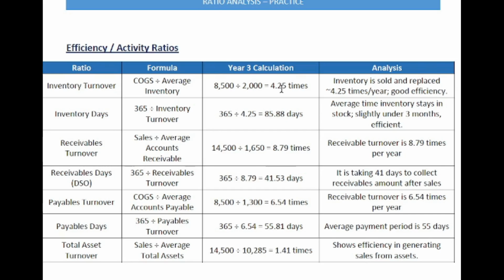By using this same inventory turnover ratio, we can convert this into number of days. The formula for inventory in days is 365 divided by inventory turnover. That means 365 divided by 4.25, that means 85 days. It means that this company is taking an average of 85 or 86 days to convert its inventory into sales.